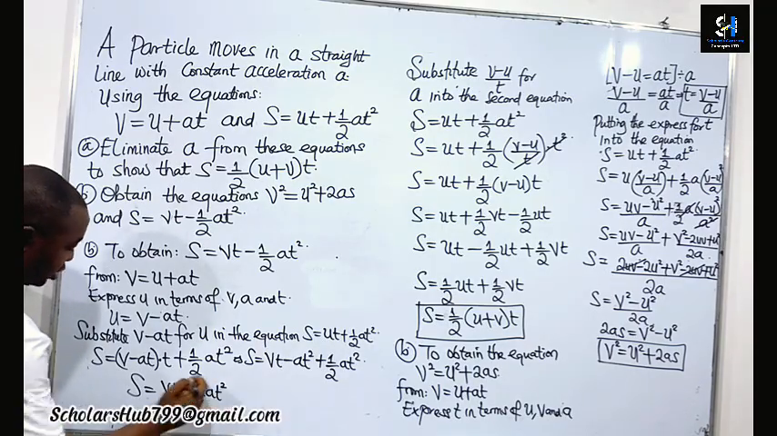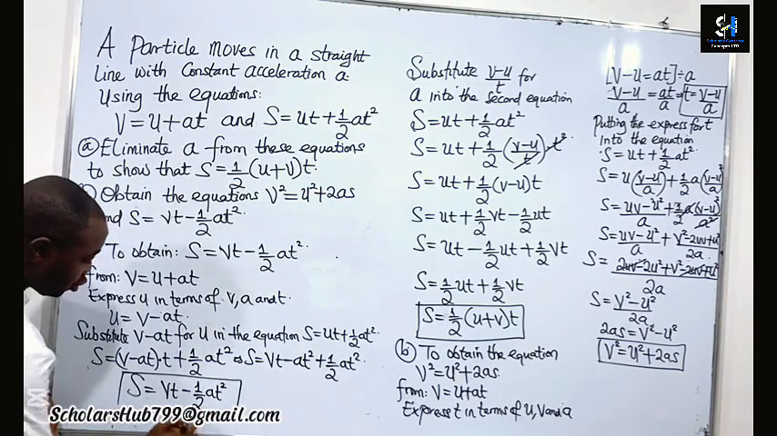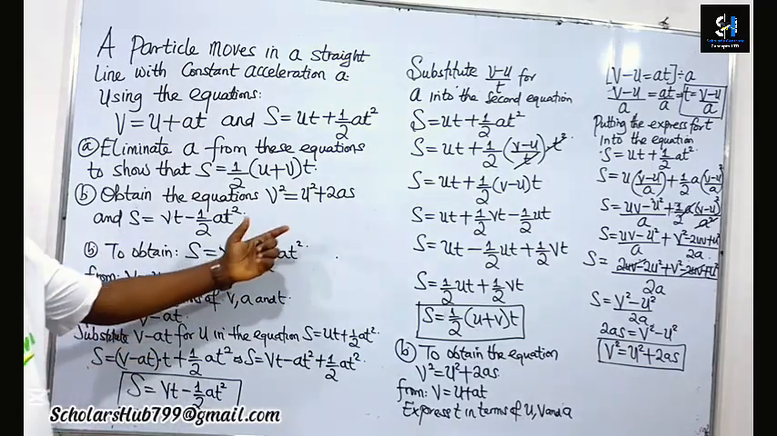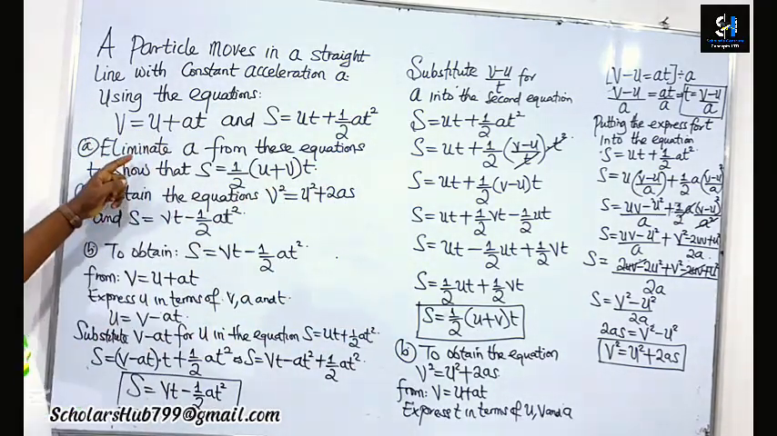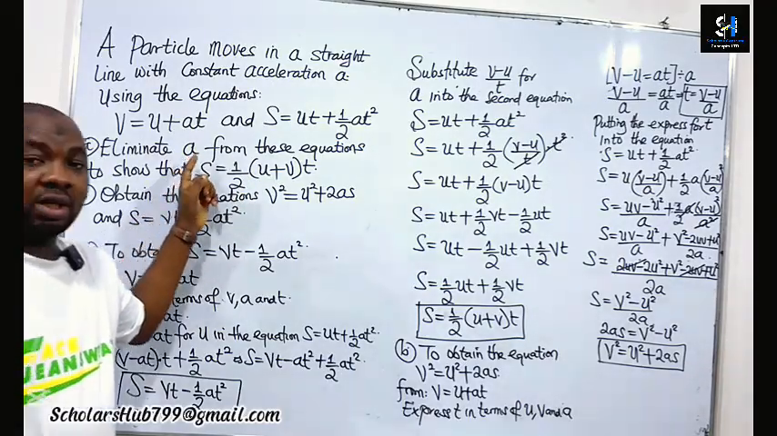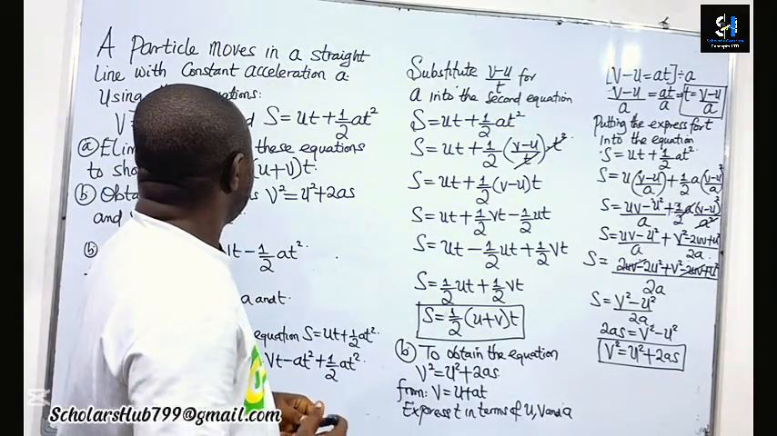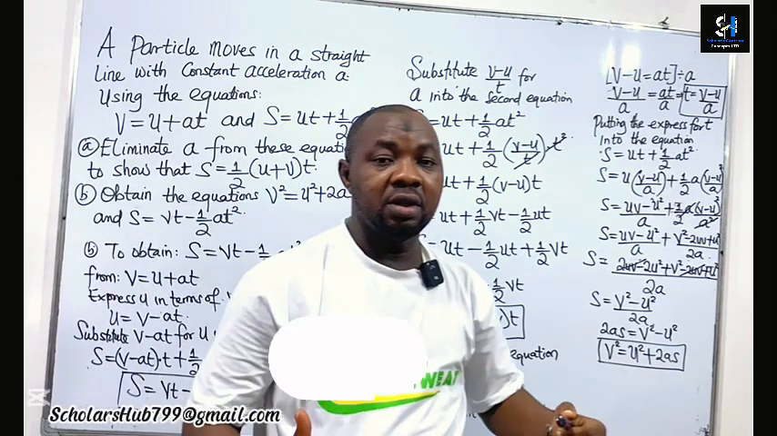So this is how to obtain the two equations, and this is how to eliminate acceleration a from the two given equations.